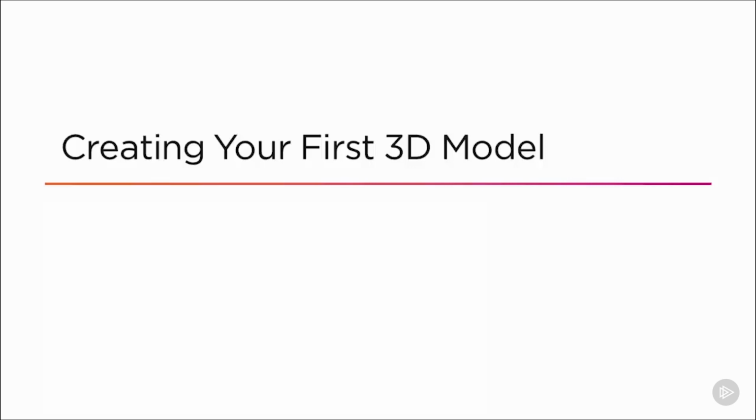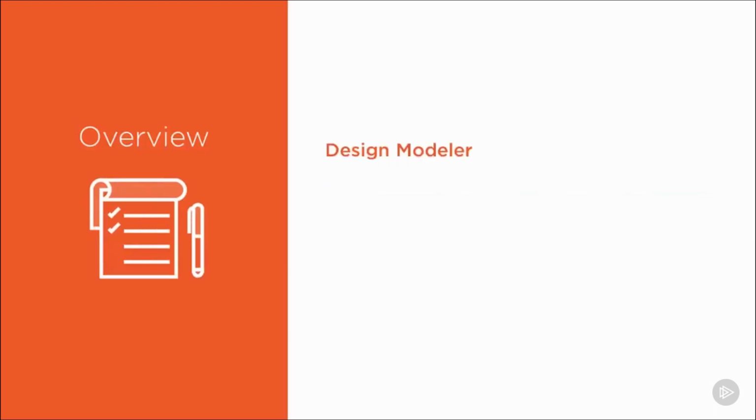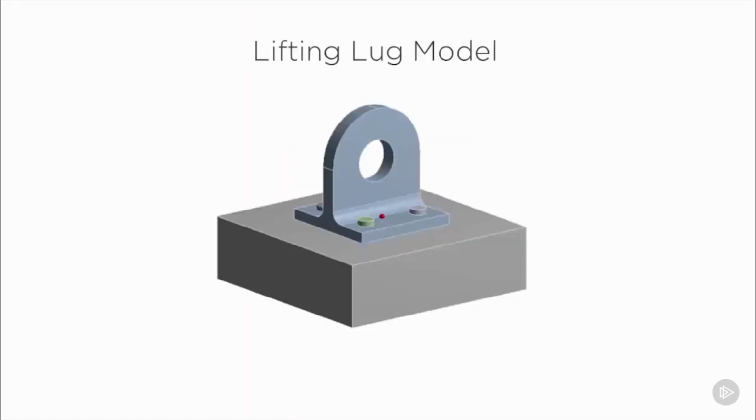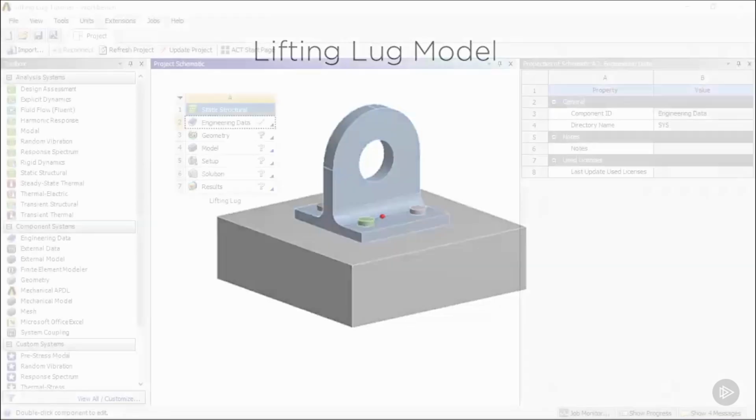So let's begin our second part of this course, where we will create our first 3D model. We will start up DesignModeler and go over the interface, the sketching, and finally creating the 3D model. By the end of this module, you'll be familiar with the tools necessary to create this 3D model for our analysis and will be equipped with the knowledge to create your own models in the future.